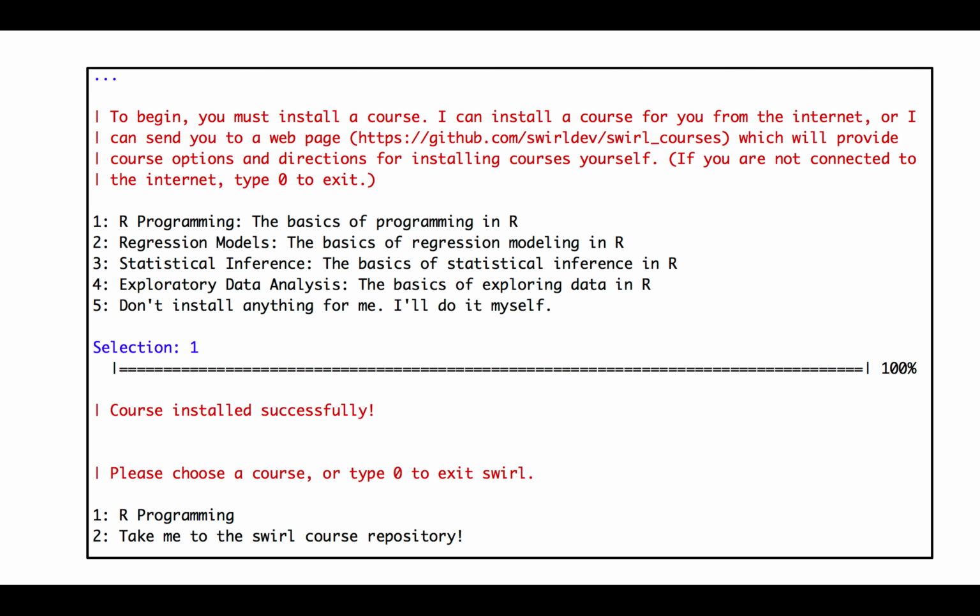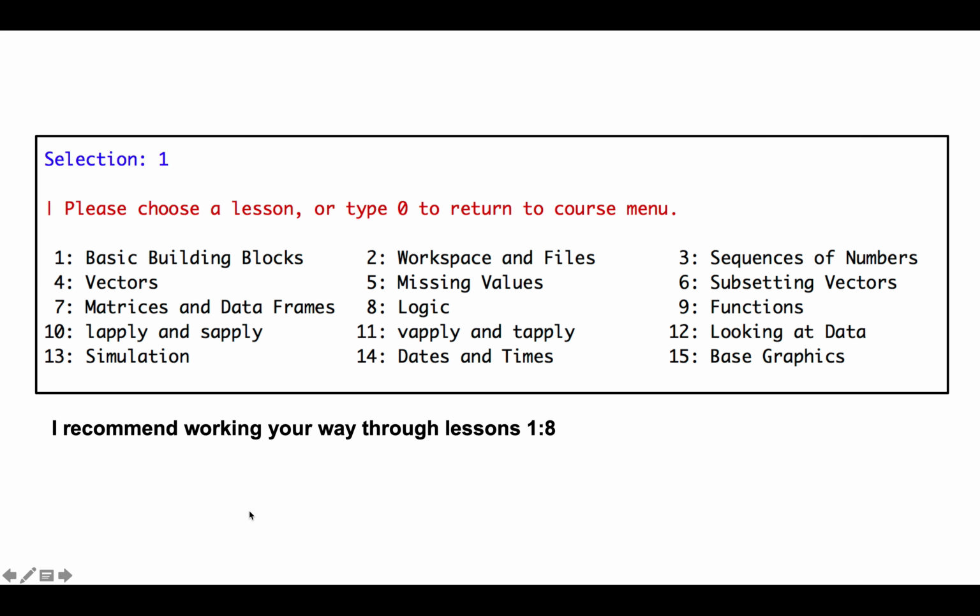And then you're going to be given options of what tutorials you want to look at. And so for us, we're going to be interested in number 1, so R programming, the basics of R programming. So you'll make selection 1, and then it's going to say please choose a course, and we're going to choose R programming. So again, number 1. And then it's going to give you finally a bunch of options.